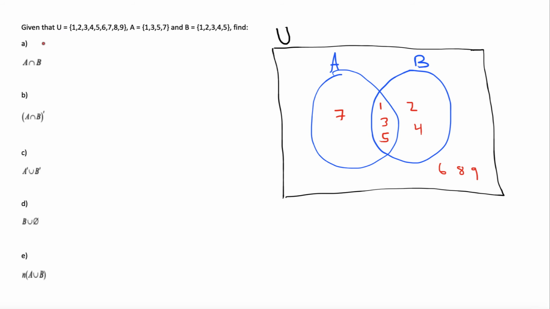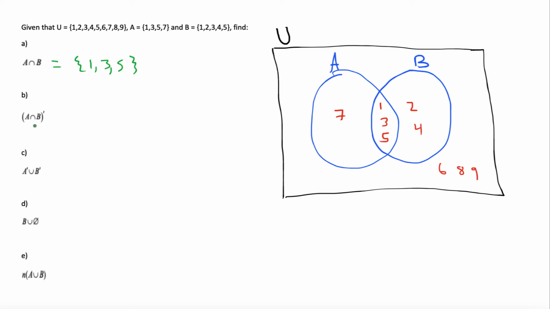Now we should be able to answer these questions. What does this represent? This symbol is the intersection, which means in both. What are the elements that are in A and B? That's the intersection here, where these circles overlap. So that'll be 1, 3, and 5.